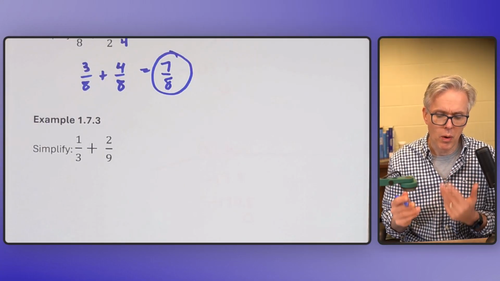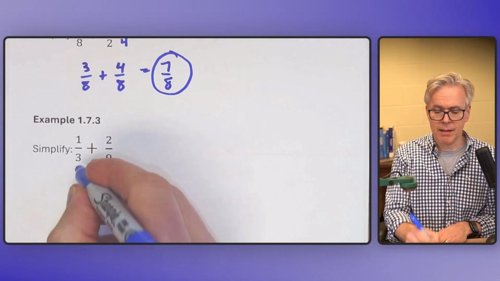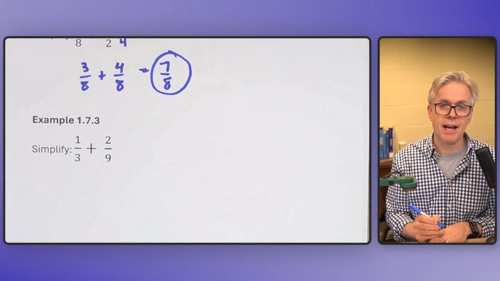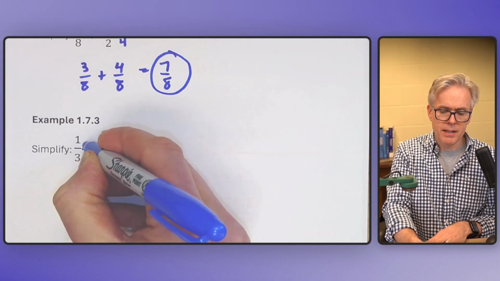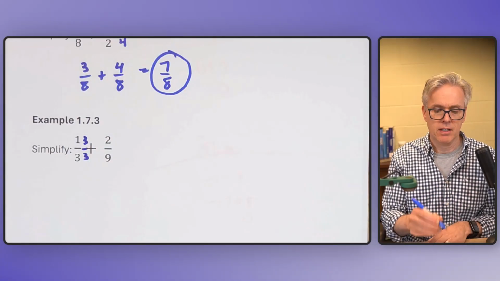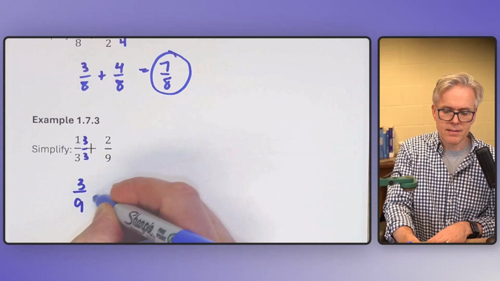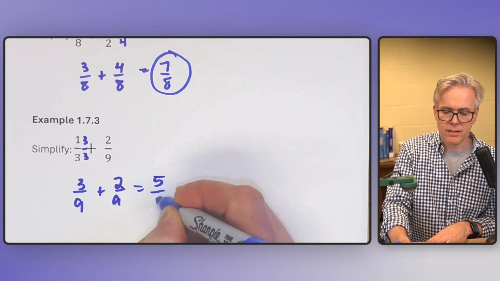All right, welcome back. 1/3 plus 2/9. Again, you want to think, how can I make these denominators the same? This is a 9, so how can I make that 3 into a 9? I can multiply it by 3. If I multiply the bottom by 3, I have to multiply the top by 3. So 1 times 3 is 3. So 3/9 plus 2/9 is 5/9.